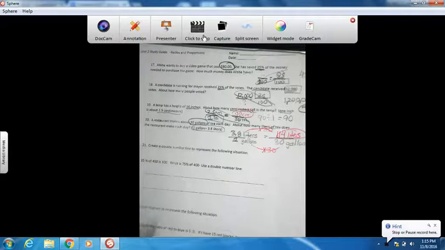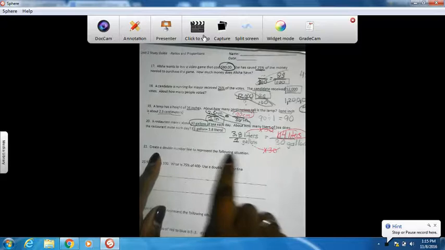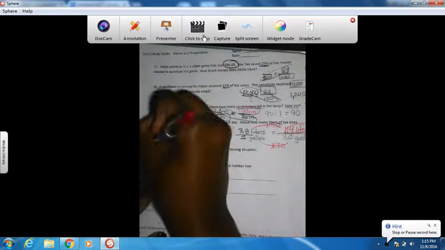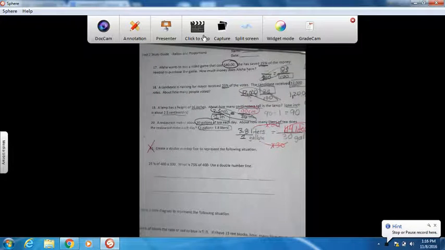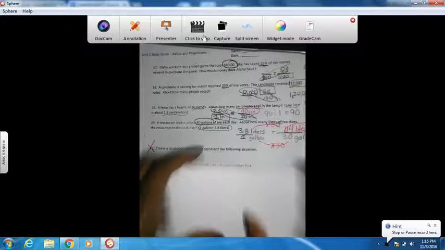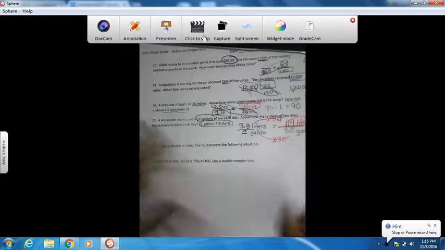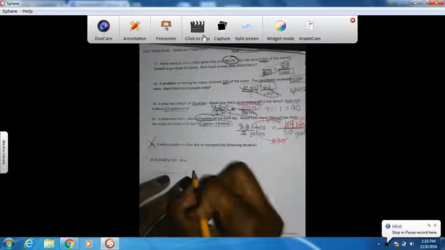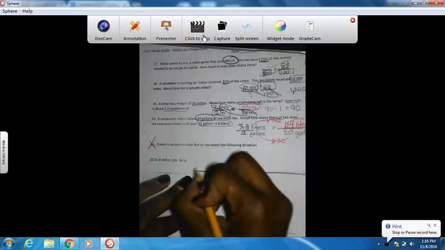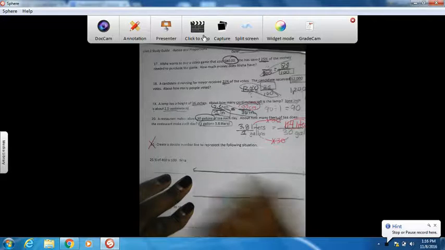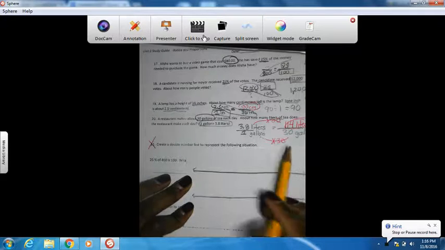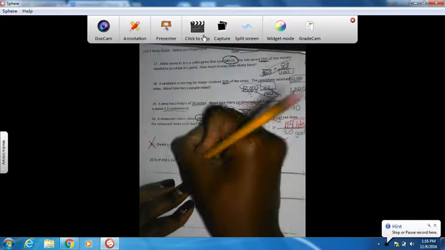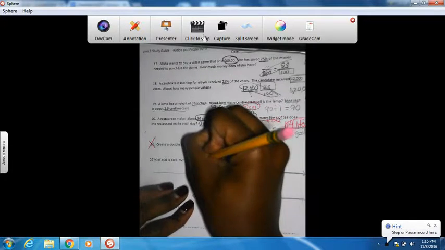Alright. Create a double number line to represent the following situation. I'm actually not going to show you how to do this because you, actually, let's do it. I'll do it. Alright, so I'll do it on the next card. We're going to do the same situation. And we're talking about, so here's my number line. And we're talking about gallons and liters.